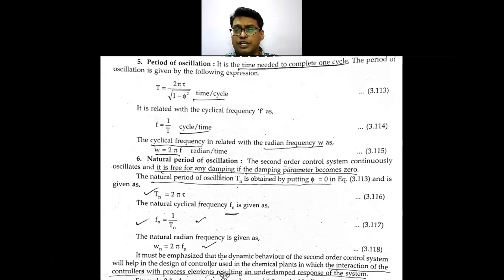Then the natural period of oscillation: the second order control system continuously oscillates when it is free of any damping. If the damping parameter becomes 0, then this natural period of oscillation Tn is obtained by putting the phi value equal to 0. So T becomes 2 pi tau, that is your natural period of oscillation. That is called the natural cyclic frequency and natural radian frequency.